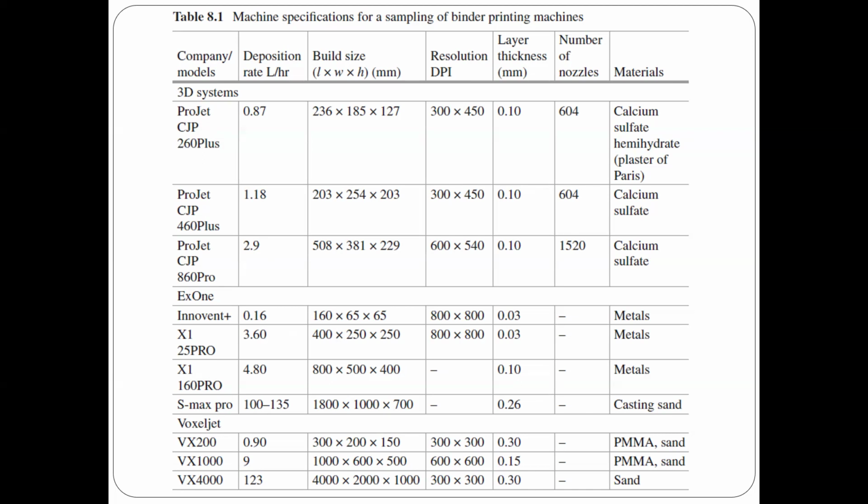For example, this is the ProJet CJP 260 Plus, where the deposition rate is 0.87 liter per hour. The build size is provided, as you can see, resolution is 300 by 450, layer thickness is up to 0.1, and the total number of nozzles is 604. Calcium sulfate hemihydrate, plaster of Paris, technically, is the material that is used. And you can look into the other options for metals, and at the same time plastics and sand as well.